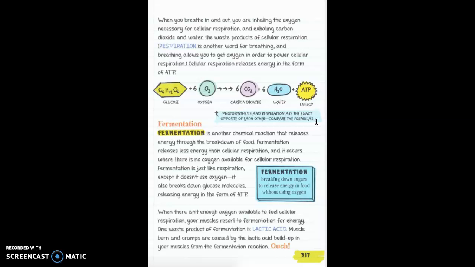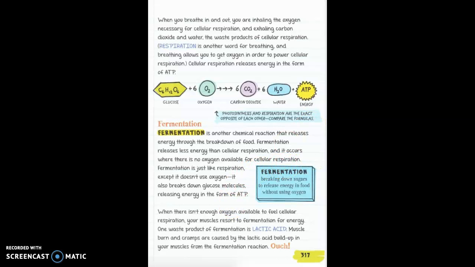Fermentation. I will read this, but we really won't need to know about fermentation. But fermentation is another chemical reaction that releases energy through the breakdown of food. Fermentation releases less energy than cellular respiration, and it occurs where there is no oxygen available for cellular respiration. Fermentation is just like respiration, except it doesn't use oxygen. It also breaks down glucose molecules, releasing energy in the form of ATP.